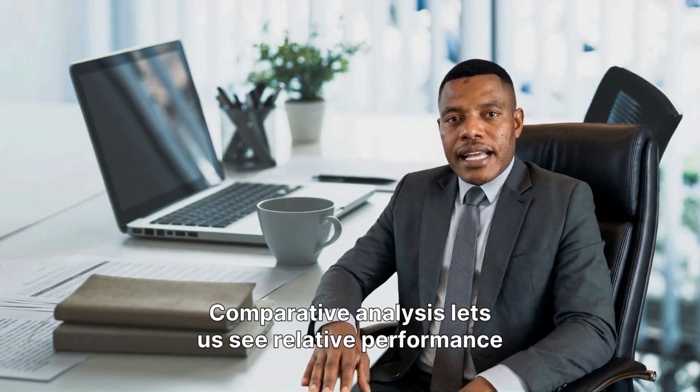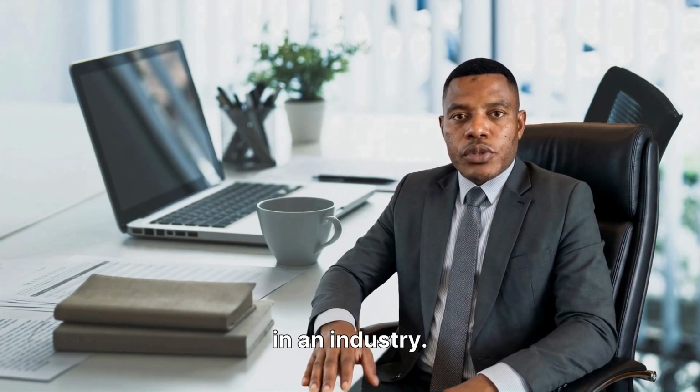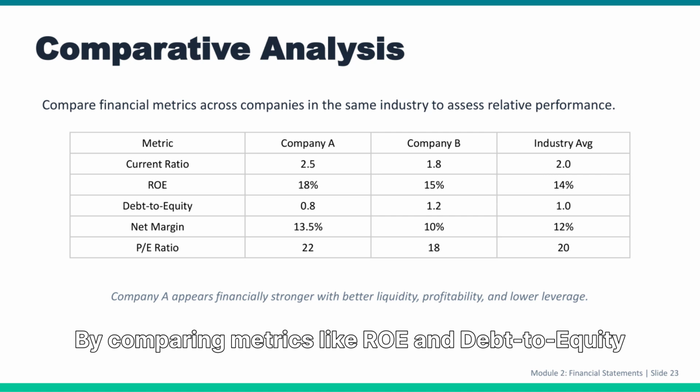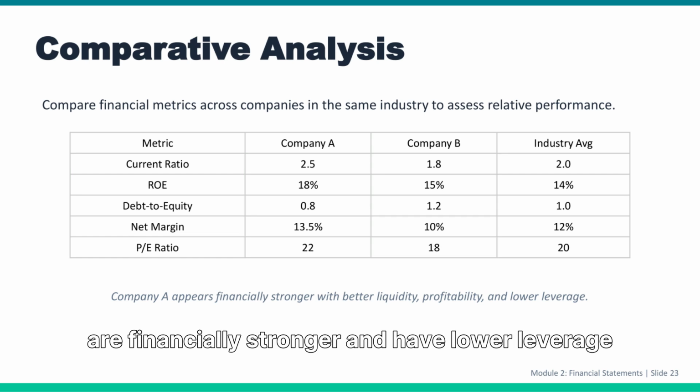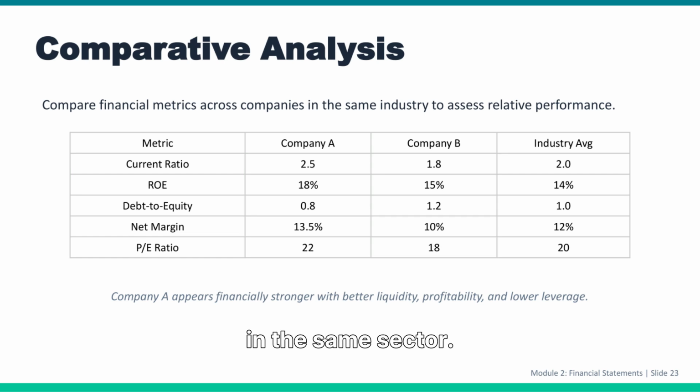Comparative analysis lets us see relative performance in an industry. By comparing metrics like ROE and debt to equity across companies, we can identify which players are financially stronger and have lower leverage in the same sector.